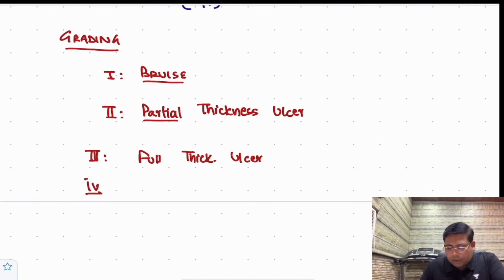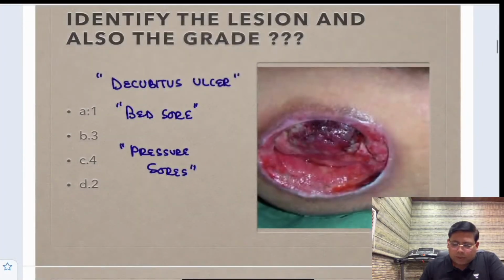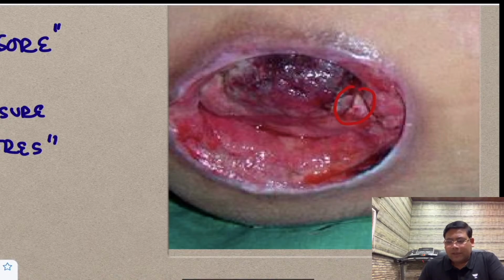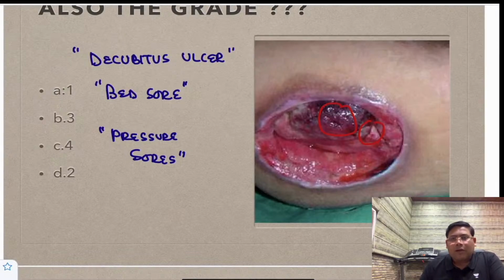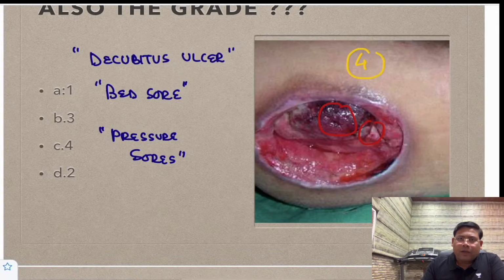And what is grade 4? It is grade 3 plus destruction of deeper structures, and this is very important. So destruction of the deeper structures. So if you see this question, students, can you see that it is a full thickness ulcer with the bone? The part of bone also is necrotic, the muscle also has been invaded. So one thing is clear, that this is what? A grade 4. I hope there is no doubt in this. So it's a grade 4 without any doubt.